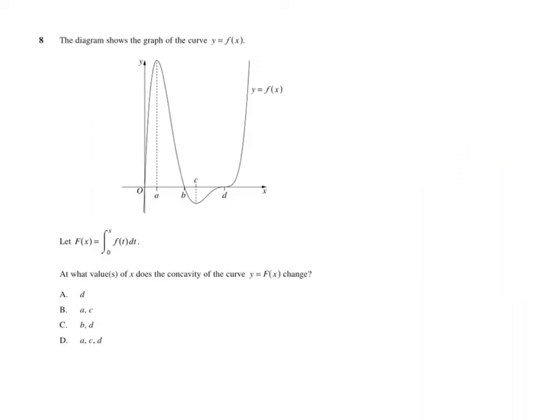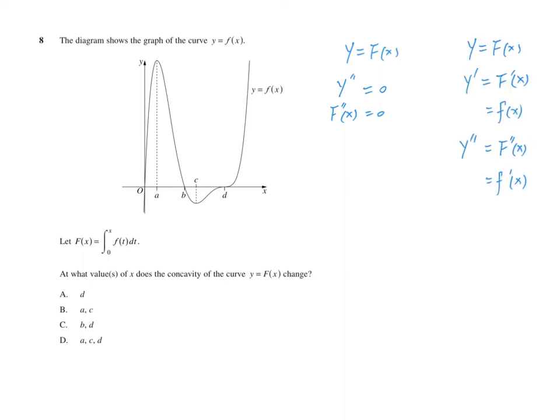Question 8. The question gives you the curve of y equal to f(x), and then it defines the primitive function of f(x) to be the capital F(x), the integral of f(t) dt from 0 to x. The question asks to locate the points on the function y equal to capital F(x) where the curve changes its concavity. Talking about concavity, we have to locate all the points of this function where the second derivative is equal to 0, and then check those points to see if they change concavity before and after that particular value.